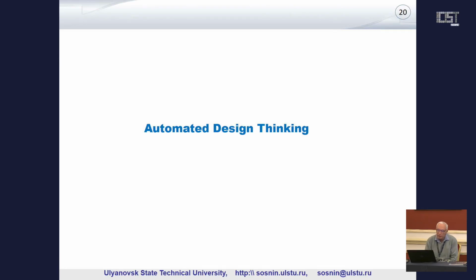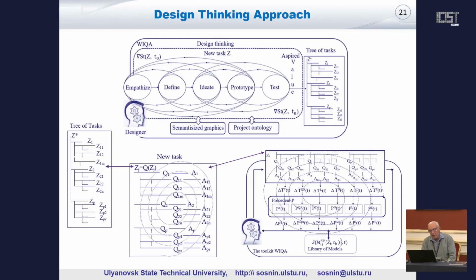Now about the investigated condition and about automated design thinking in our version. This version has traditional steps: empathize, define, ideate, prototype, test, and all actions connected with activity on these steps are supported by project ontology and semanticized graphics.